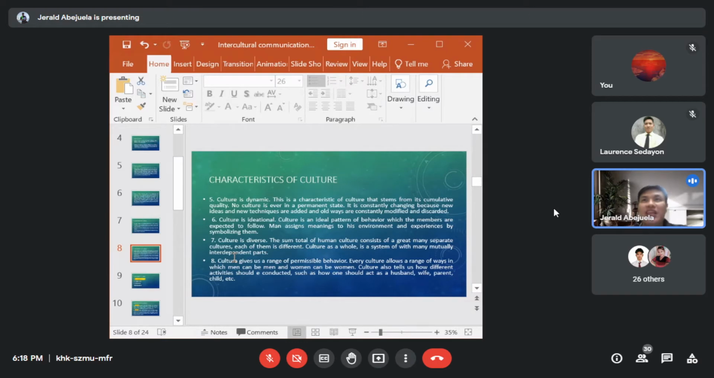Okay? Depending on the need of the generation or the need of the present time. And number 6, it says also here that culture is ideational. So if we say ideational, it means to say that culture is a pattern of behavior which the members of the society are expected to follow. So ibig sabihin, this is the culture. You have to follow it.